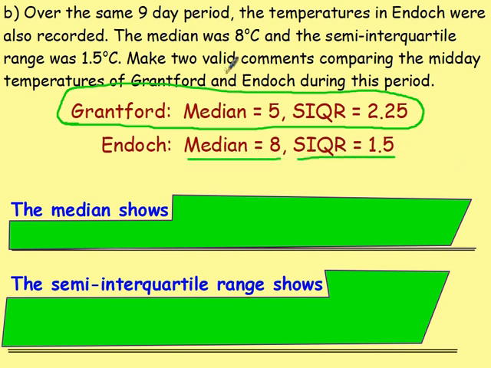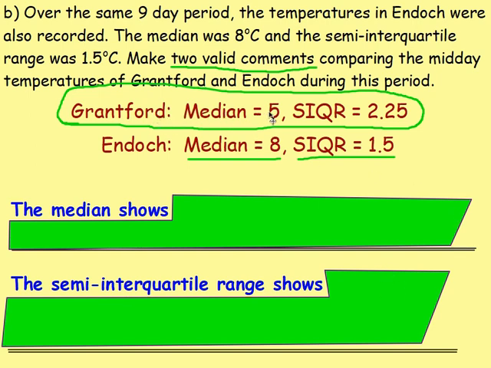range is 1.5. When we're looking for 2 valid comments comparing the temperatures, we want a comment on the median and another comment on the semi-interquartile range. Do you remember what the median shows you? If you do, then you should start your sentence saying the median shows. That's how we would always start this off. Remember, the median is a type of average. You're perfectly right, yeah, the median is a type of average.